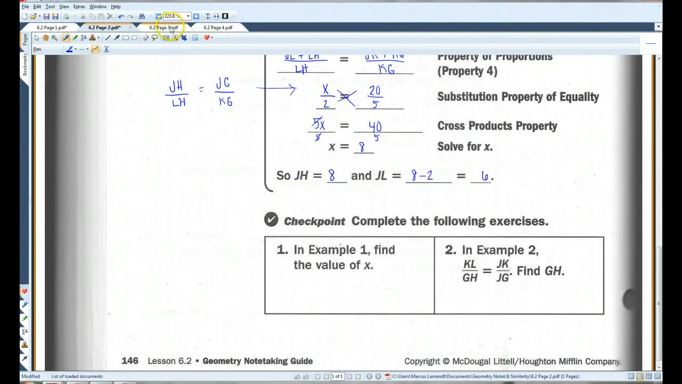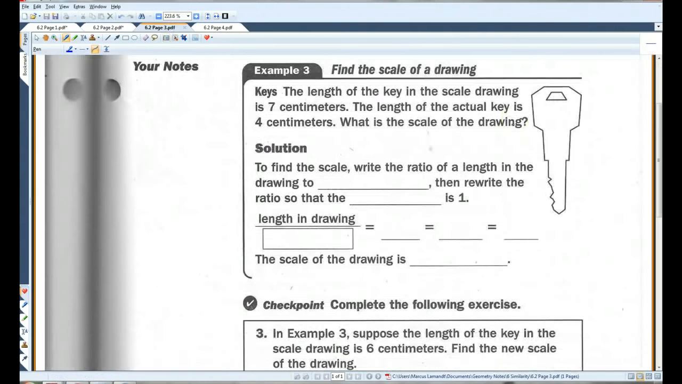Let's go on to page 3. The length of the key in the scale drawing is 7 centimeters. Okay, so I'm going to label that. 7 centimeters. The length of the actual key is 4 centimeters. What is the scale of the drawing?